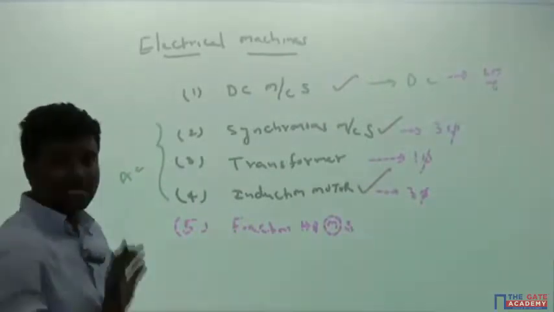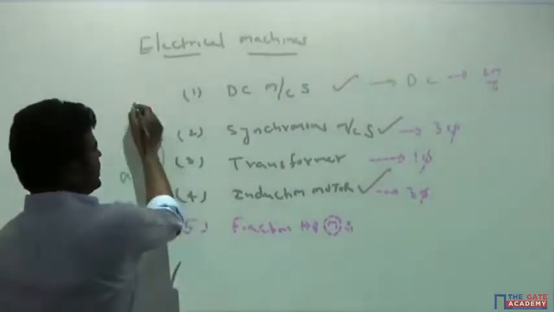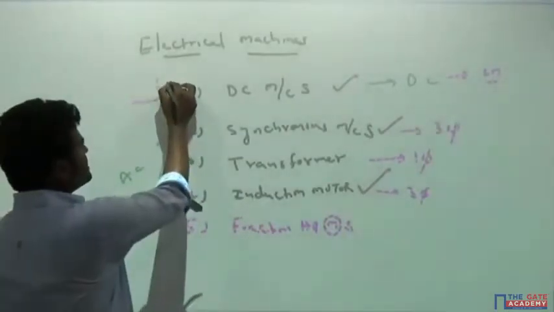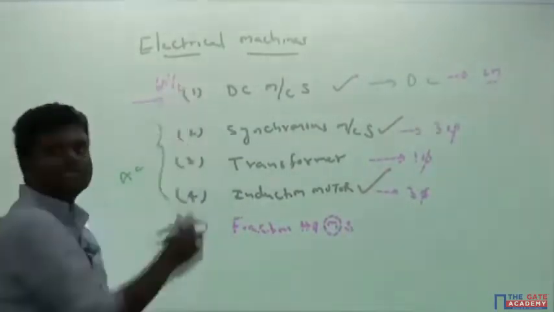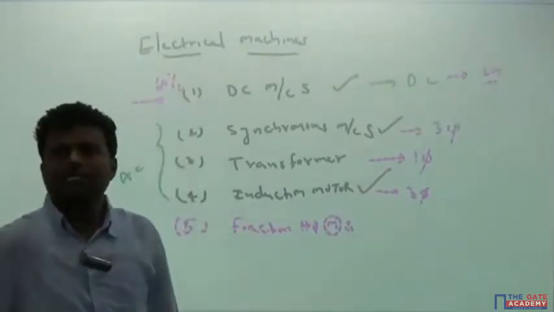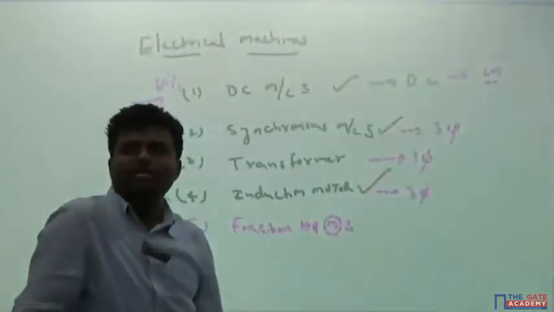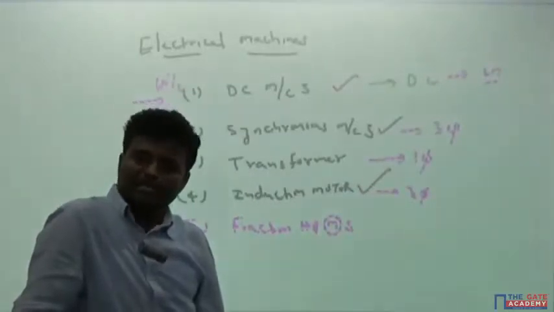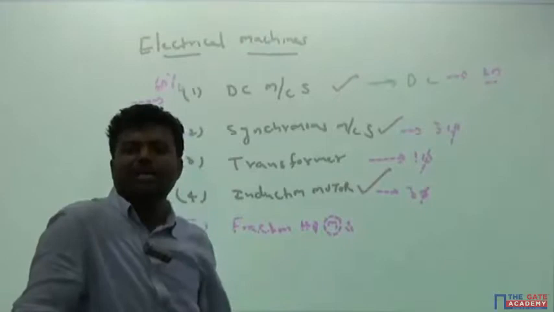When DC machines is done, 50 to 60% of the syllabus is almost done, and the remaining 2, 3, 4, 5 syllabus is very limited compared to DC machines.